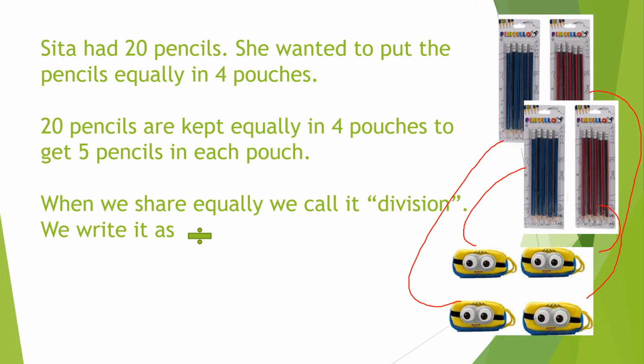So she put 5 pencils in the first pouch, another 5 pencils in the second pouch, then 5 pencils in the third pouch, and 5 pencils in the fourth pouch. So she divided all the pencils equally in 4 pouches. When we share equally, we call it division.